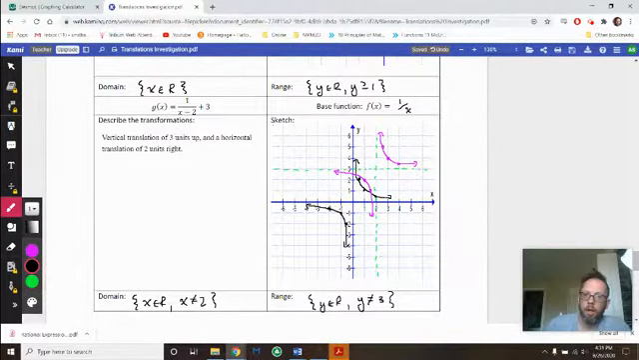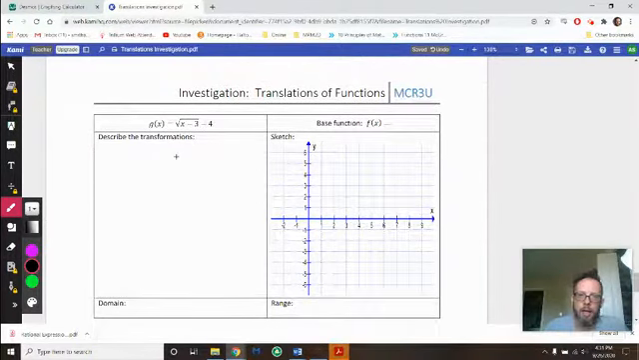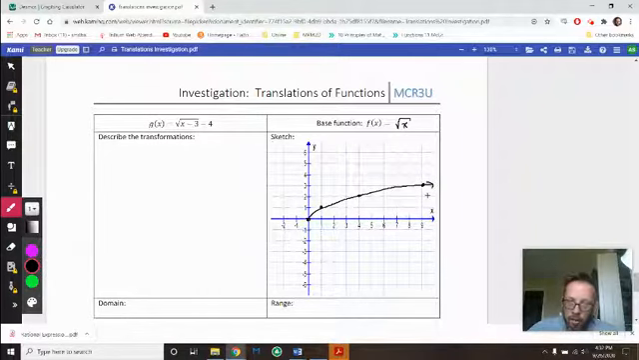All right, guys, one more to do. So the base function here. And again, if you want to just pause the video and try the whole thing on your own, please do. Otherwise, I'm going to continue. But our base function here, radical function root x. Easy points: 0, 0, 1, 1, 4, 2, 9, 3. Plot the ones you can fit. And again, we want that to be second nature, almost automatic.